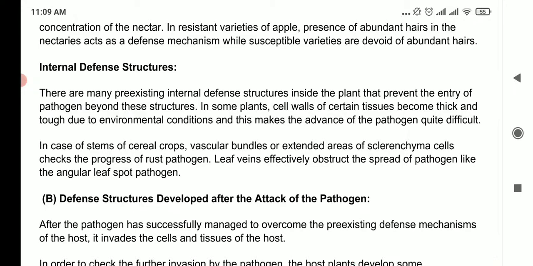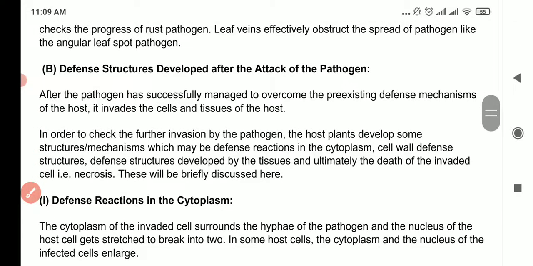Then after the attack, what are the defense structures? As I told you, what was already there is pre-existing. Suppose you have your hair, you have your skin, still somehow you fell down and scraped your knee, a very big cut. The infection happened, you got infected. Then your body's white blood cells will come and attack the pathogen. Similarly, plants also have some reactions inside, which develop after the infection has already happened.